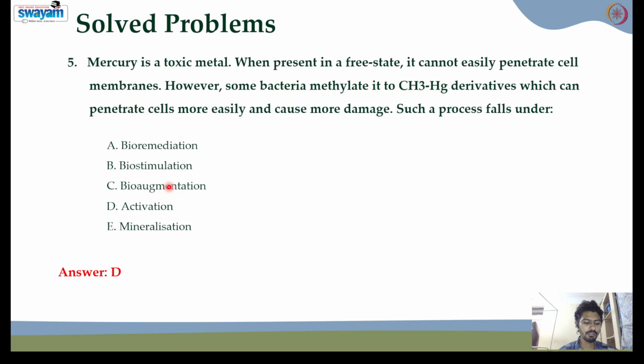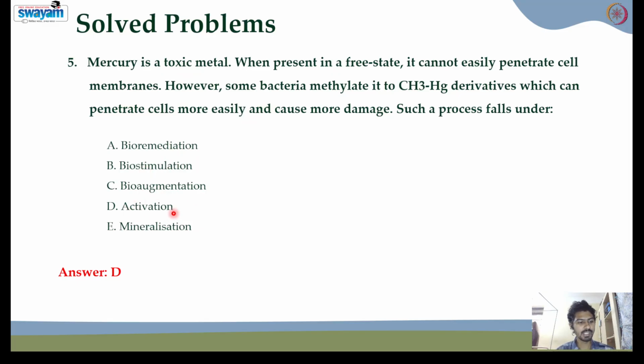In bioaugmentation, we introduce a specific microorganism to enhance the degradation of a pollutant. But here we have introduced one bacteria, and instead of remediating, it causes more damage to the cells and a toxic effect to the environment. So bioaugmentation is also not a suitable option. Mineralization means converting the mercury into mineralized compounds like CO2 and H2O. We all know that mercury can be changed from one form to another but it cannot be mineralized. So the correct option for the above scenario is activation.